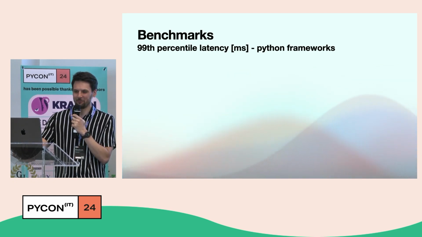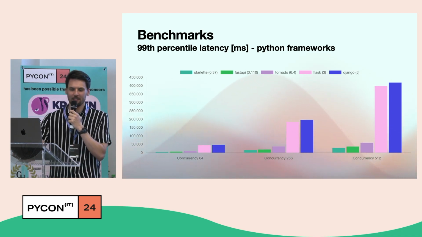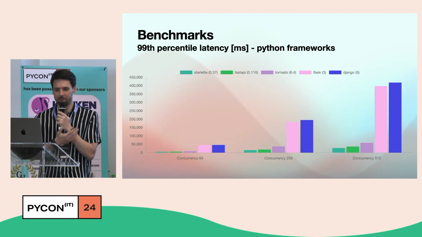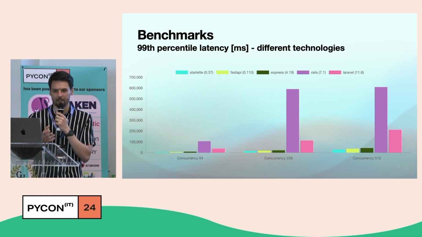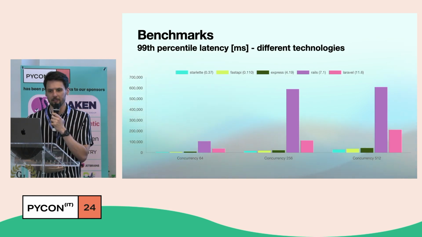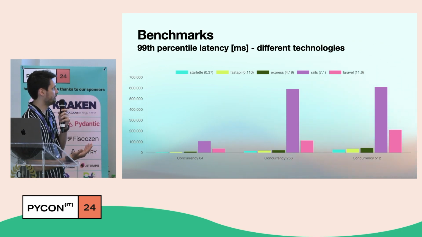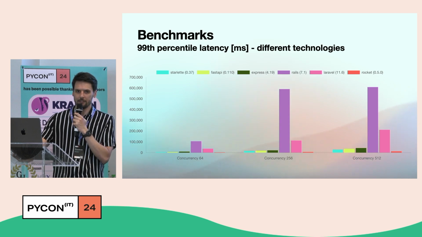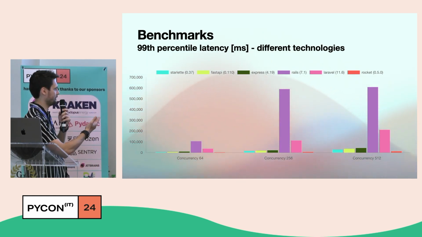And here are just more benchmarks. I'm checking 99th percentile latency in milliseconds, so lower is better. And again, Flask and Django are performing the worst, and Starlette is the fastest one. Here I added again Express, Rails, and Laravel. And again, unfortunately, Ruby on Rails doesn't perform well here. And here again, I added Rocket. As you can see, or as you cannot see, it's so flat that it's almost invisible.